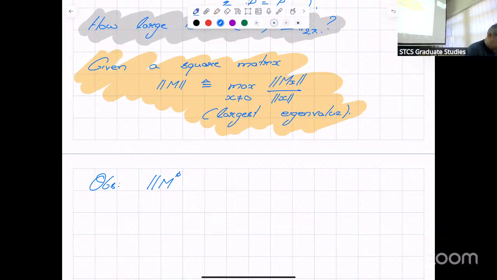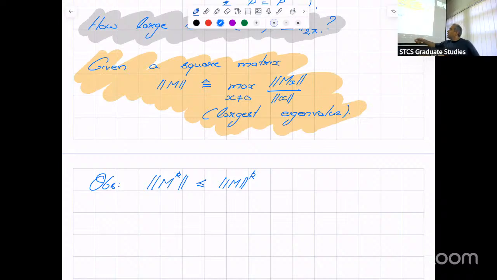to the k. If the same matrix is applied k times, this is certainly less than or equal to the norm of M to the power k. Each time you apply it, it's going to expand the vector by a factor of at most the spectral norm. Therefore, if you apply the matrix k times, it's going to be this. Is the proof of this clear?